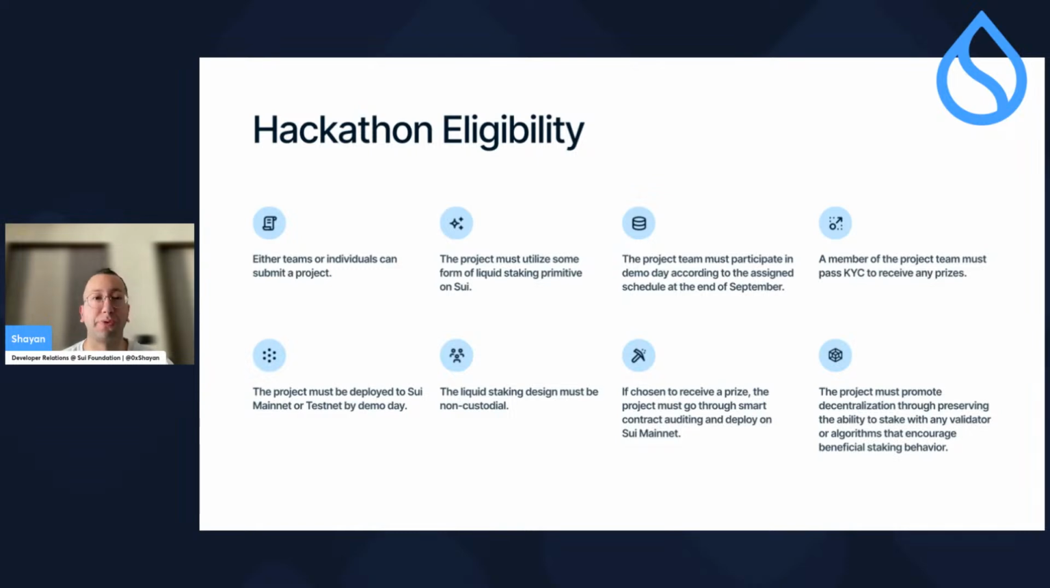And then to be eligible for the hackathon, either teams or individuals can submit a project. So you can work by yourself or in a group. The project must utilize some form of liquid staking primitive on Sui. The project team must participate in demo day according to the assigned schedule at the end of September. Once shortlisted, you'll receive a schedule from us. A member of the project must pass KYC to receive any prizes. The project must be deployed to Sui mainnet or testnet by demo day. The liquid staking design must be non-custodial.